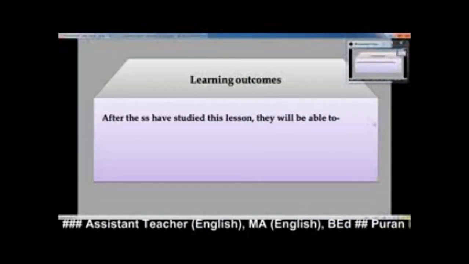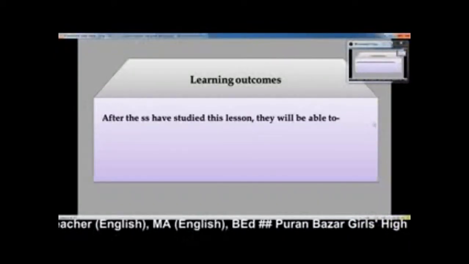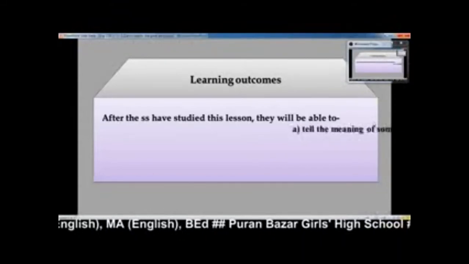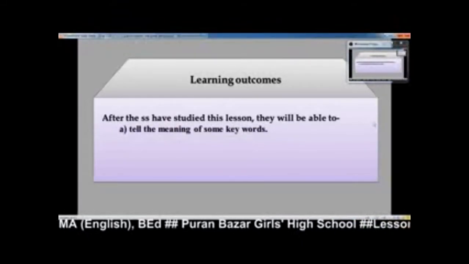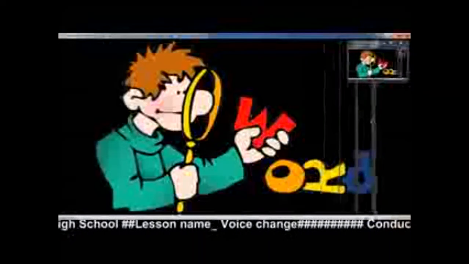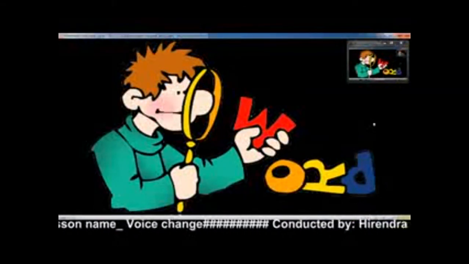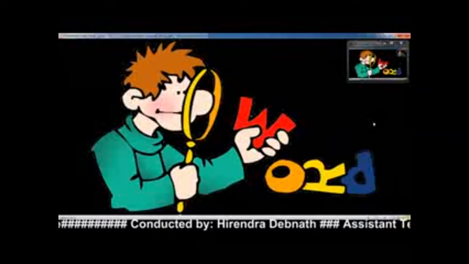Learning outcomes. After completing the lesson, dear students, you will be able to tell the meaning of some keywords. Number B, read and understand the text. Number C, ask and answer questions. Keywords. Before going through the text, I will discuss some keywords and their meanings.